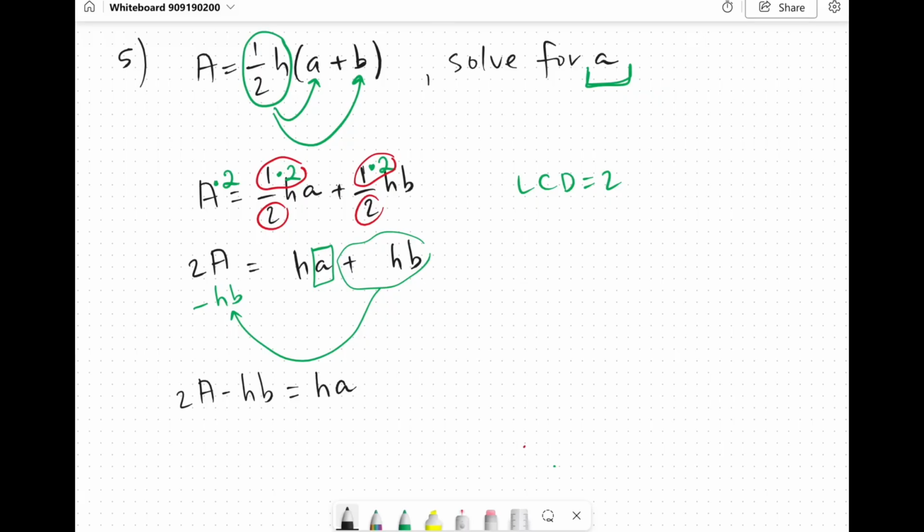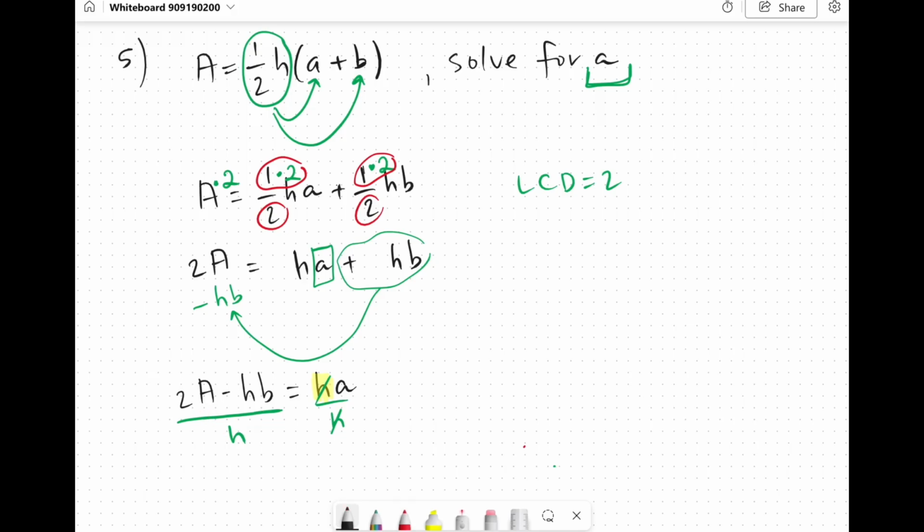Finally, to get that a by itself, I will be removing this h that's next to it. It's attached to it through multiplication, so I will be dividing by h. I will be dividing by h on the left. For the same reason as in the previous two questions, I don't want you to cancel these two h, because the bottom h has to divide the 2a and the hb. So if you cancel it with the h that is next to the b, then it's removed from the 2a and it has to impact it as well.